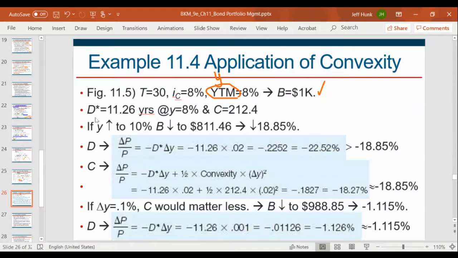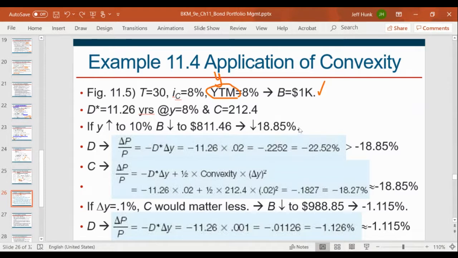And if duration is 11.26 years at 8%, and convexity is 212, and interest rate changes to 10%, the yield changes to 10%, the bond price will go down to 811.46, which will be an 18.85% drop.